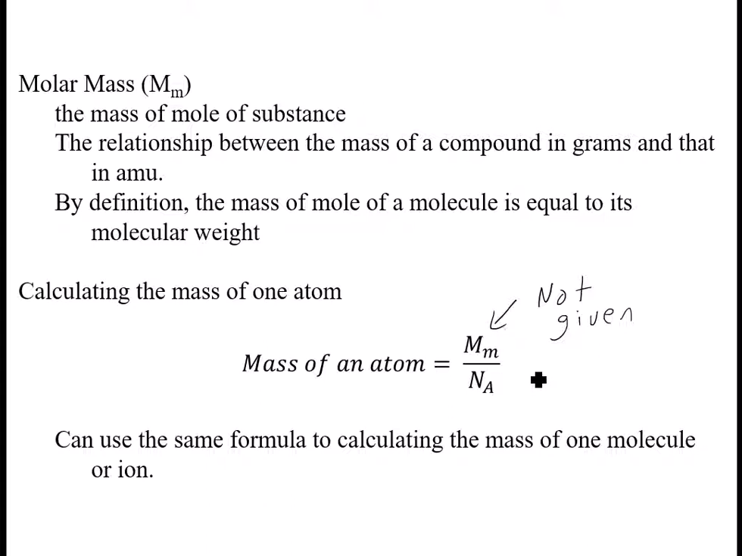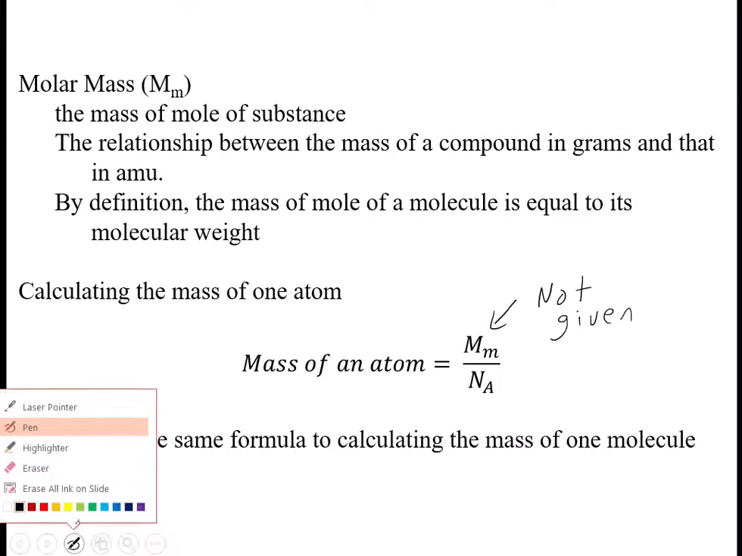You can determine what formulas are given and what formulas are not given by looking at the textbook. At the end of each textbook chapter is key equations. If the equation is at the end of the chapter, then it is given. If it's not at the end of the chapter, it's not given. Okay? So we're going to use this then to calculate the mass of 1 atom.